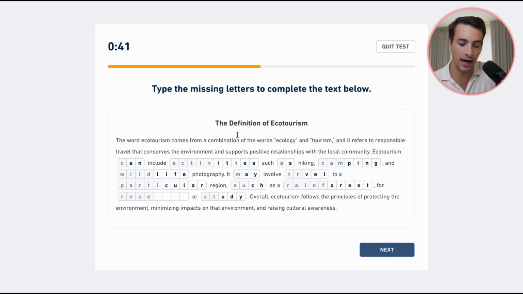because you can see I was able to get all but one word, and now it's going to be much easier to figure out this missing word because I got all the other words and all the other sentences. All right. So for this one, it may involve travel to a particular region, such as a rainforest, for research or study. Right. So once I got those other words, then the word I didn't get the first time, research, became clear, especially once I got study, because research and study are so closely related.